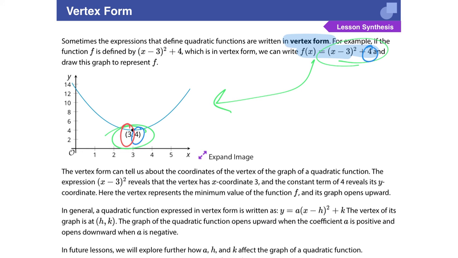The x value of the vertex we see right here in our equation, but it is the opposite. So we need to remember that to find the x coordinate of our vertex, we need to use the opposite. So if it's negative, like in this case, we need to use the positive value in the coordinate of the graph.